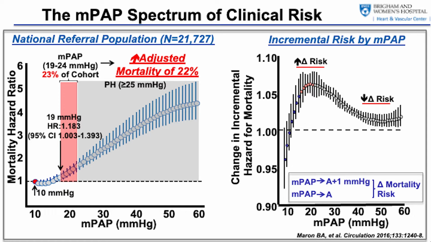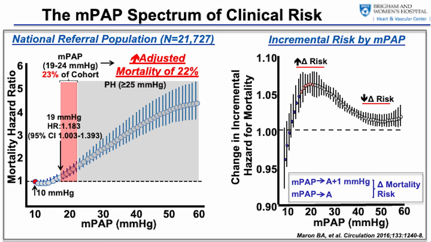When we looked more clearly at the difference in risk associated with changing across the mean PA pressure spectrum, we identified an important observation, which was that the majority of risk in this cohort from the spline curve could be localized to patients who had a mean PA pressure between 19 and 24. So if you were to move someone on the spectrum from, say, 61 to 60 for an mPAP, the overall delta in outcome risk was nominal.